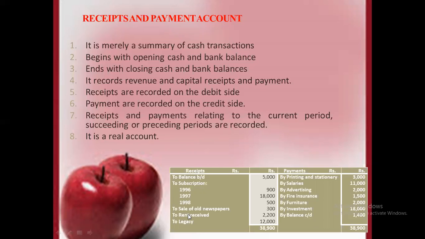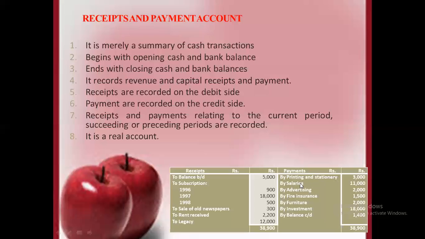All the cash receipts, whether a capital receipt or a revenue receipt, are recorded in the receipt side, that is the debit side. Capital receipts like legacy and revenue receipts like sale of old newspapers are recorded in the receipt and payment account, as well as asset purchases and revenue payments. Furniture and investments are asset purchases, and salaries are revenue payments, and they are recorded in the receipt and payment account.